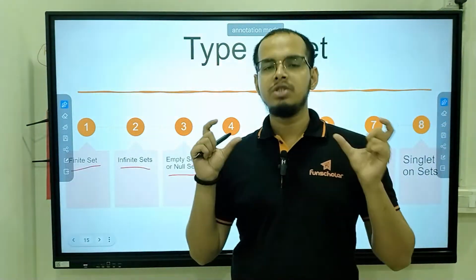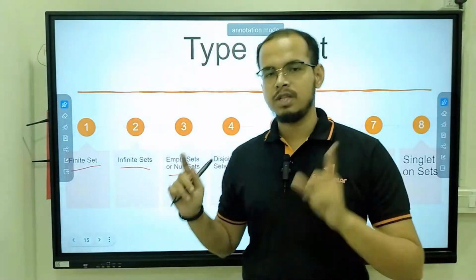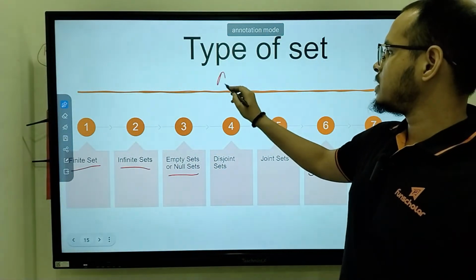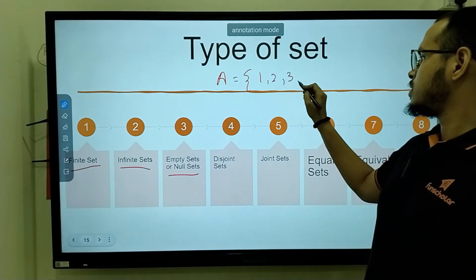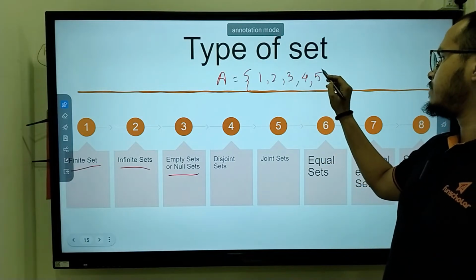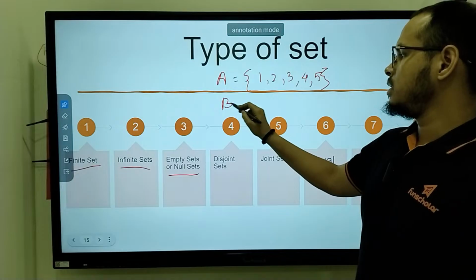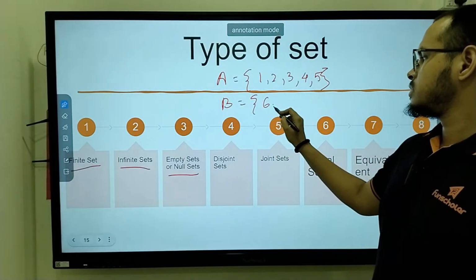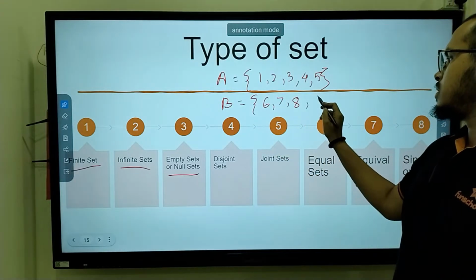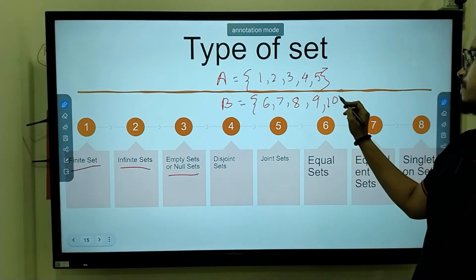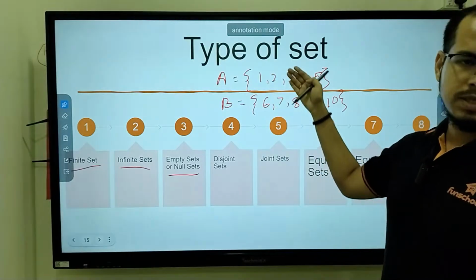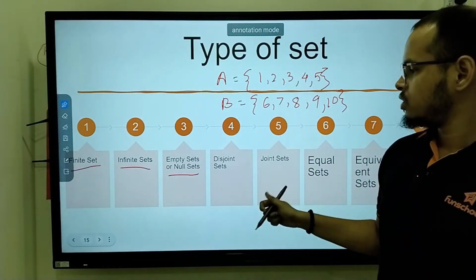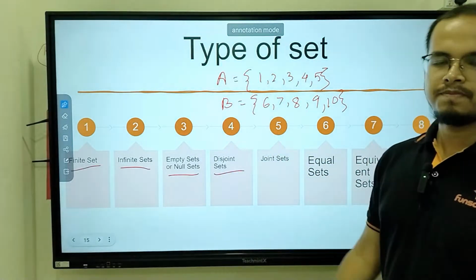Disjoint sets are when two sets are not related to each other. Let me give you an example. If I write a set A: 1, 2, 3, 4, 5. Set B: 6, 7, 8, 9, 10. No elements are in common. No elements are in common among these two. So these two are disjoint sets.